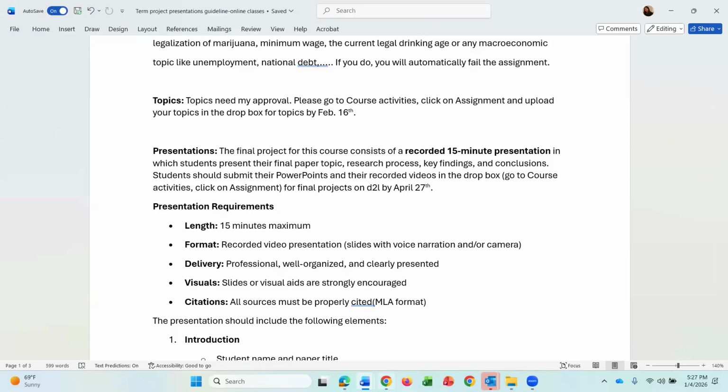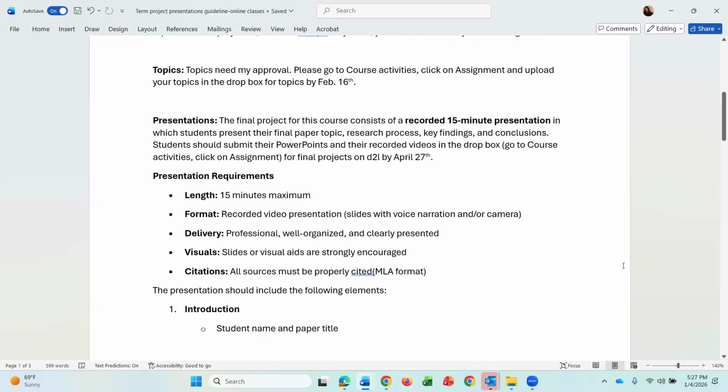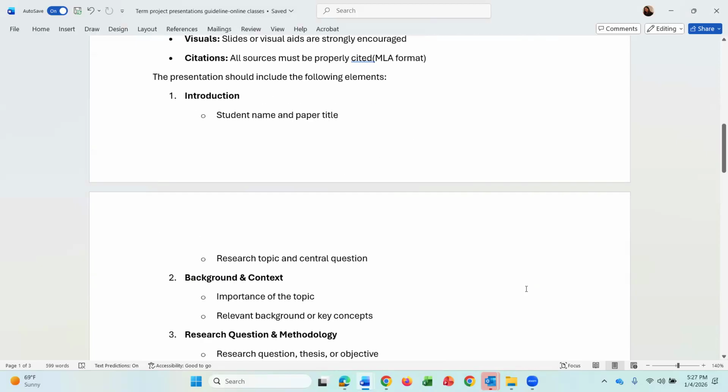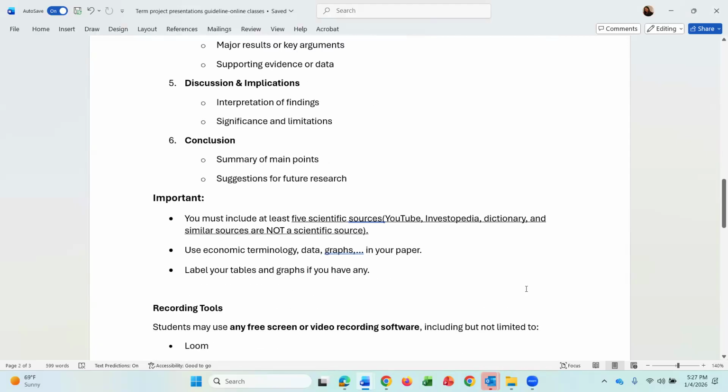If you look at the syllabus, you will see that I explained this is a college level project that you're doing. I think I put it somewhere here. Let me find it. For your sources, you are not going to use YouTube. You're not going to use a dictionary. Oh, right here. YouTube is not a scientific source. I need to see peer-reviewed papers as your citation when you are giving me your presentations at the end.